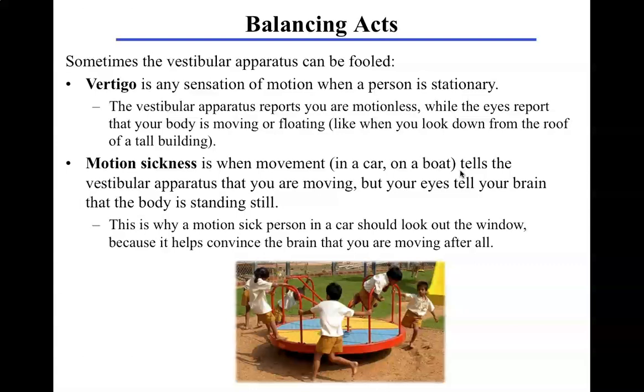So your vestibular apparatus is saying, the fluid in the vestibular apparatus isn't sloshing around, so I'm stationary. However, your eyes are looking down at that big drop to the sidewalk below, and your eyes are like, oh man, everything's moving, I'm way up in the air, and it sends a signal to your brain. Your brain is like, I'm not sure, should I trust my eyes or should I trust the vestibular apparatus? And so your brain kind of freaks out and you get the sensation of vertigo.